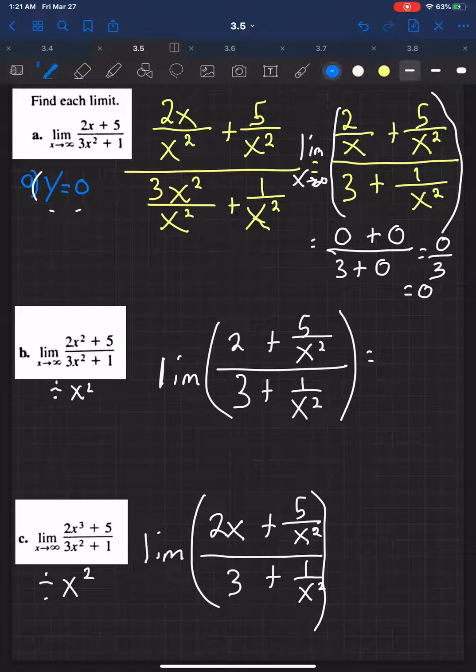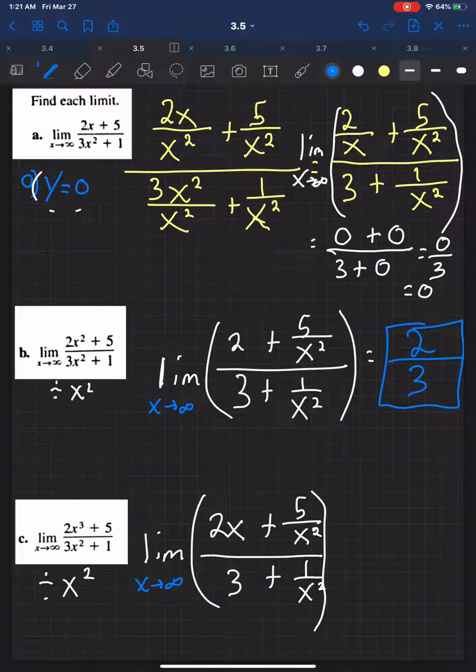All right, ready? So when x approaches infinity, what does this function do? Well, obviously, we're going to end up with 2 plus 0 in the numerator. 5 over infinity squared zeroes out. Over 3 plus 0 in the denominator. So you end up with 2/3 as your limit, which was also your horizontal asymptote.